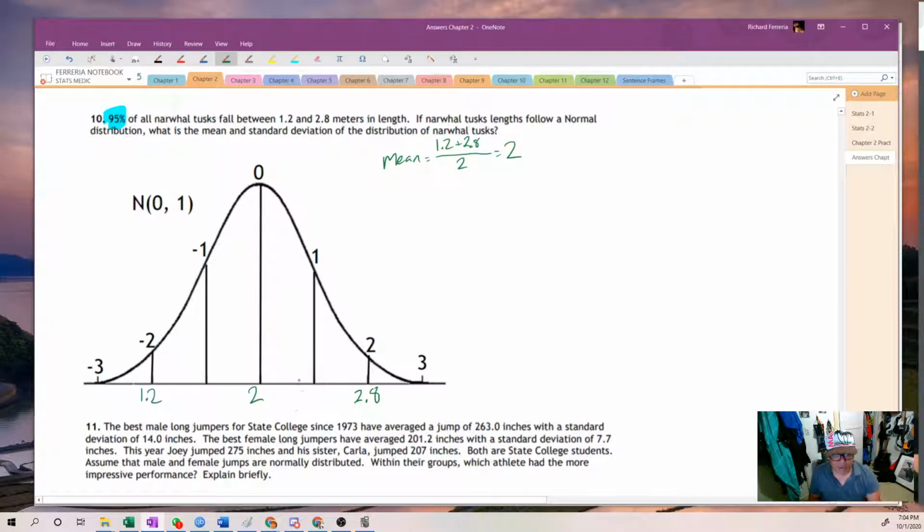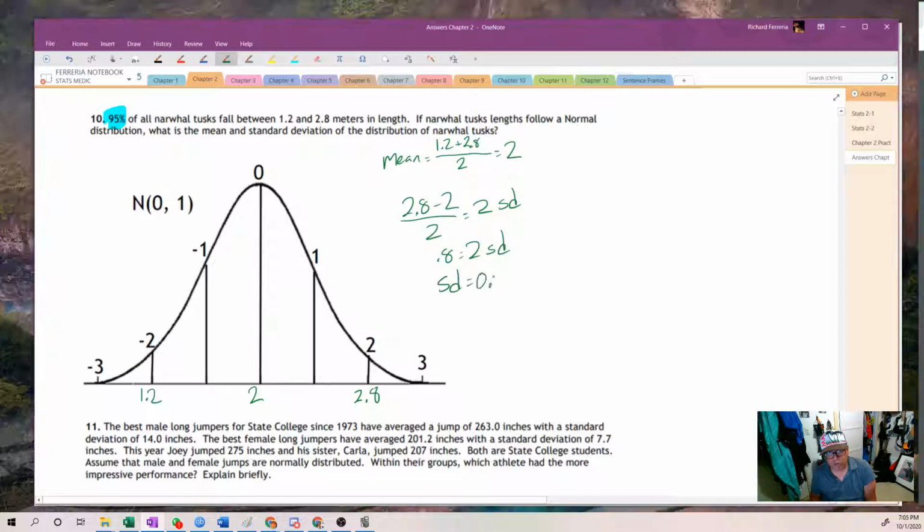Now, to get to the standard deviation, it's probably easier if I go to the positive side, and these are equally spaced standard deviations. So from 2 to 2.8 is 2 standard deviations. So 2.8 minus 2 divided by 2, that's going to be 2 standard deviations. So that's 0.8 is equal to 2 standard deviations. So a standard deviation should be equal to 0.4.